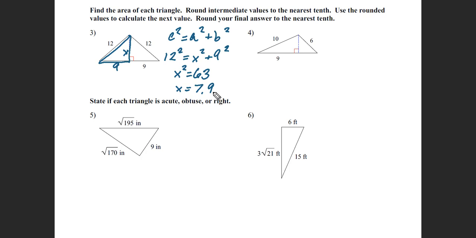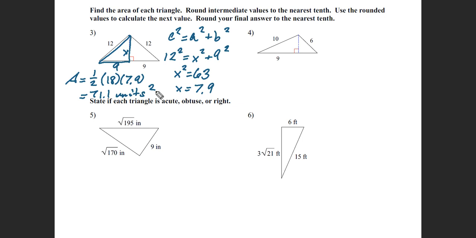And now let's find the area. We have the height, we have the full base, which is 18. So for a triangle, the area equals 1/2 base times height. If we do that, we get 71.1 units squared.